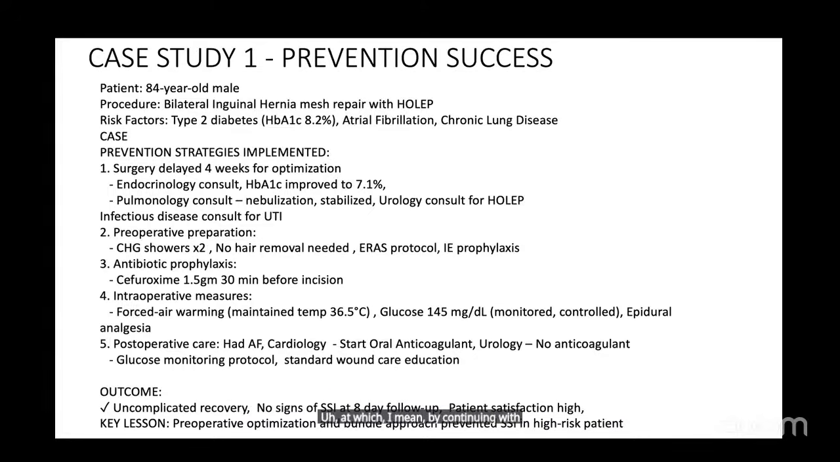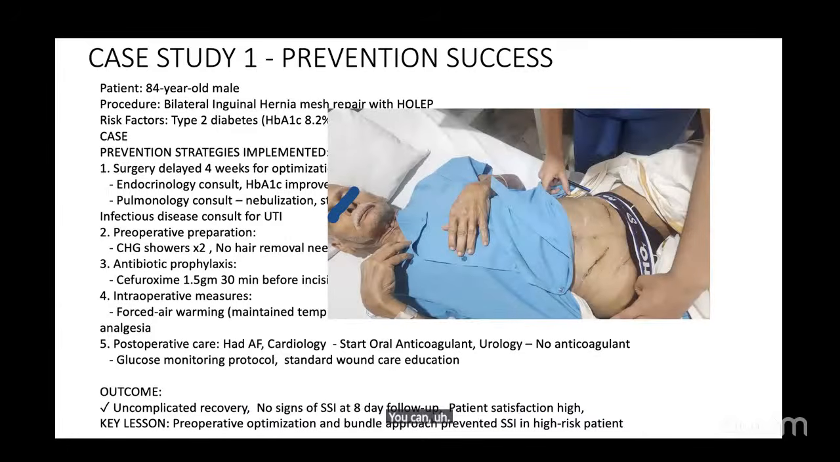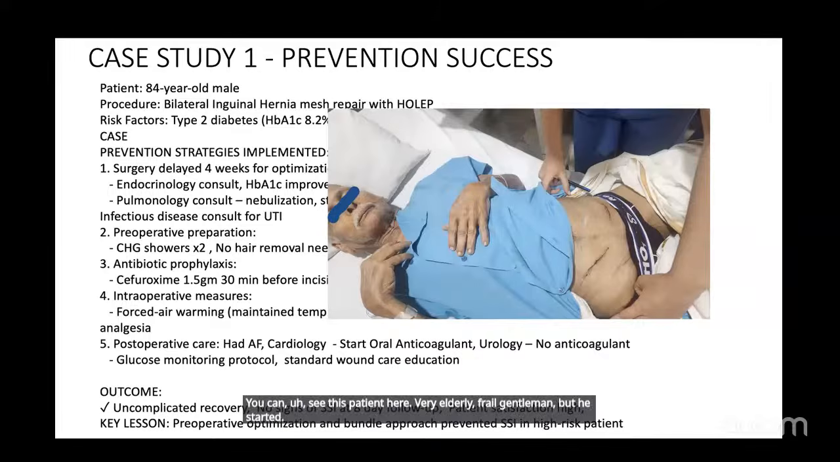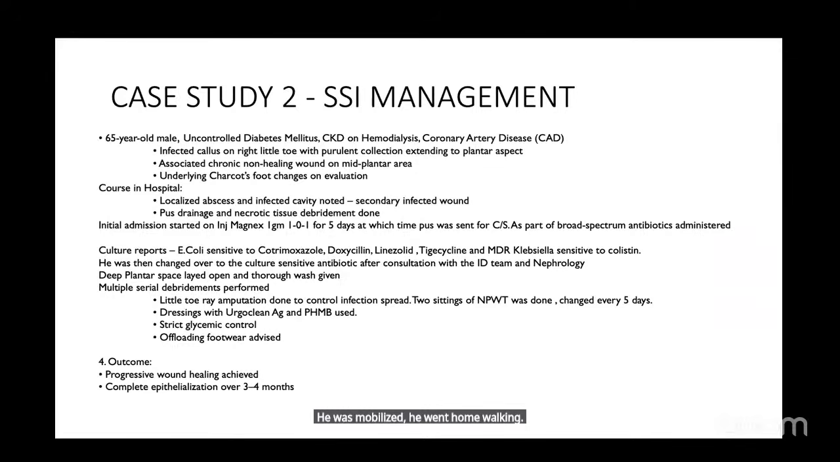We continued with standard wound care. The outcome was that this patient had a very uncomplicated recovery despite all these things. At 8-day follow-up, the wound was okay. The patient started walking despite all his problems, from the second day he was walking around. He was very, very happy. You can see this patient here, a very elderly, frail gentleman, but he was mobilized. He went home walking comfortably.